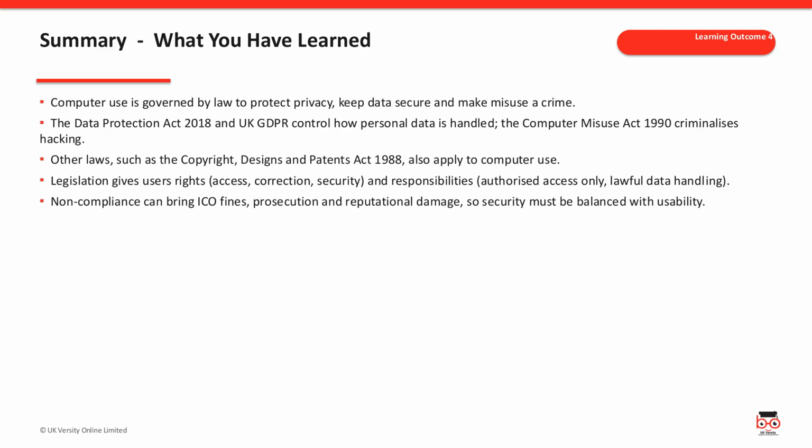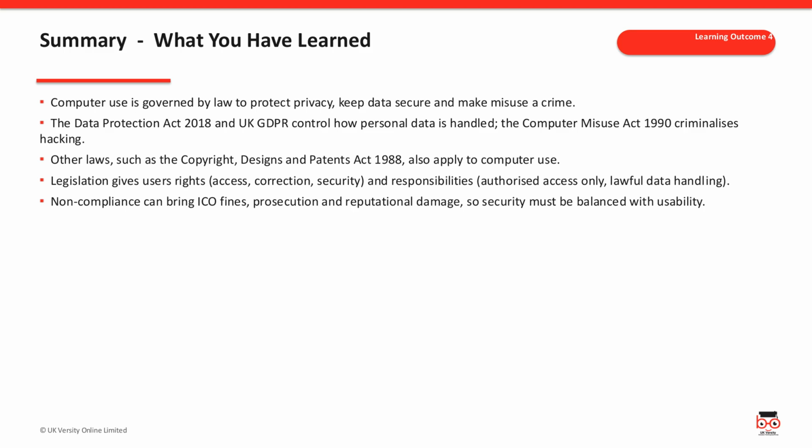Let's draw Learning Outcome 4 together. Computer use is governed by law to protect privacy, keep data secure, and make misuse a crime. The Data Protection Act 2018 and the UK GDPR control how personal data is handled, while the Computer Misuse Act 1990 criminalizes hacking. And other laws like the Copyright, Designs and Patents Act 1988 apply too.